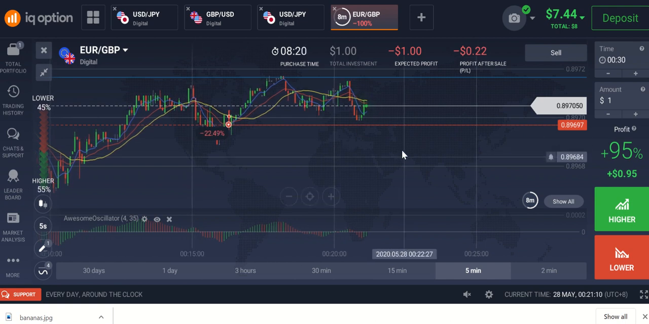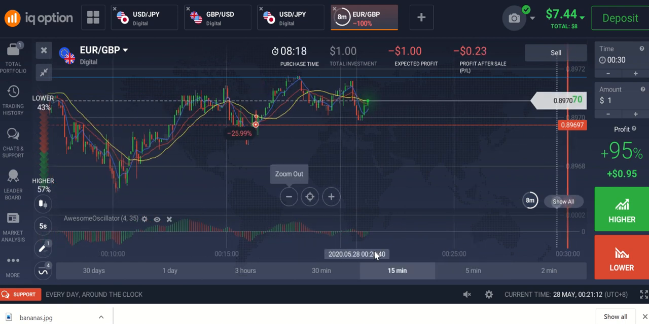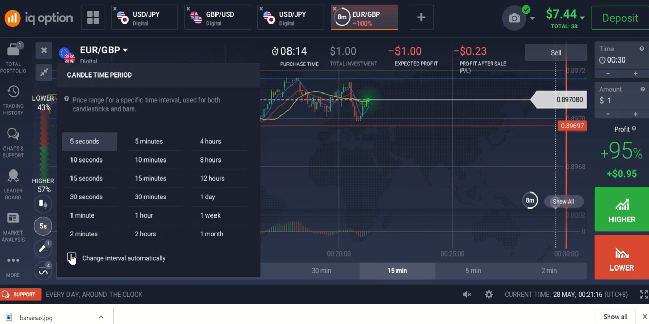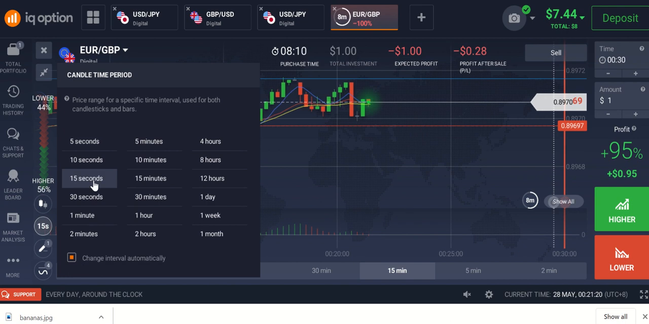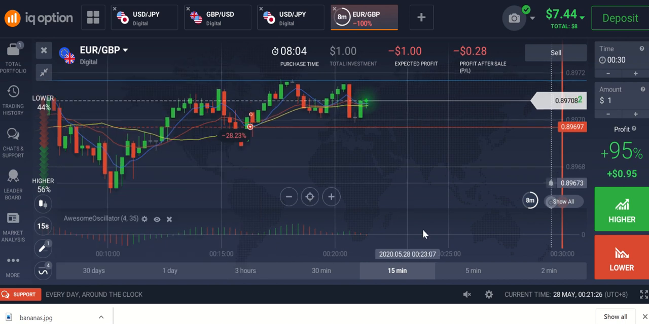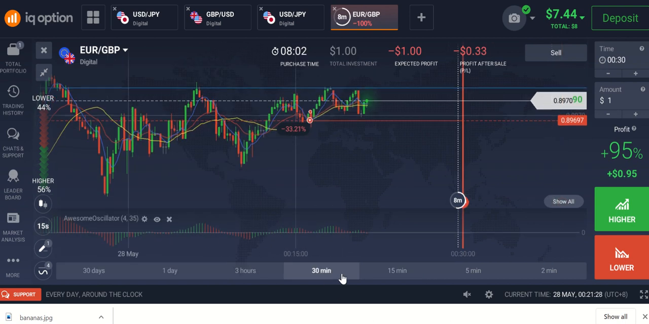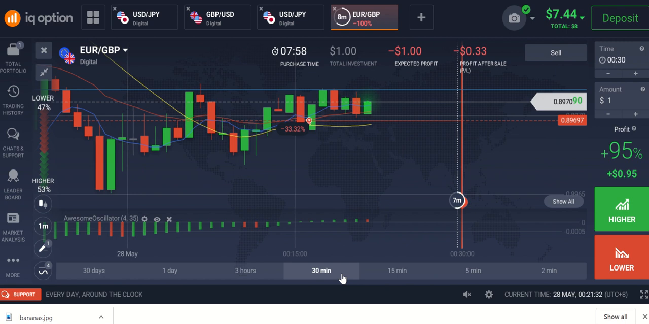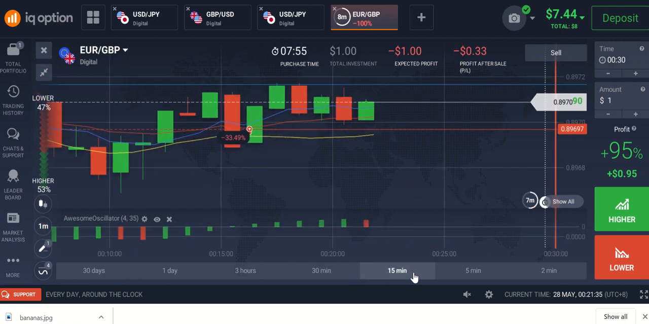Okay, let us see if it will continue to dip. What I have here, if I want to change the interval candlesticks, I just click this change interval automatically, so that when I click 30 minutes, it changes the pattern on a 30-minute time frame. There you have it. If you're on a 15-minute time frame, it also follows.